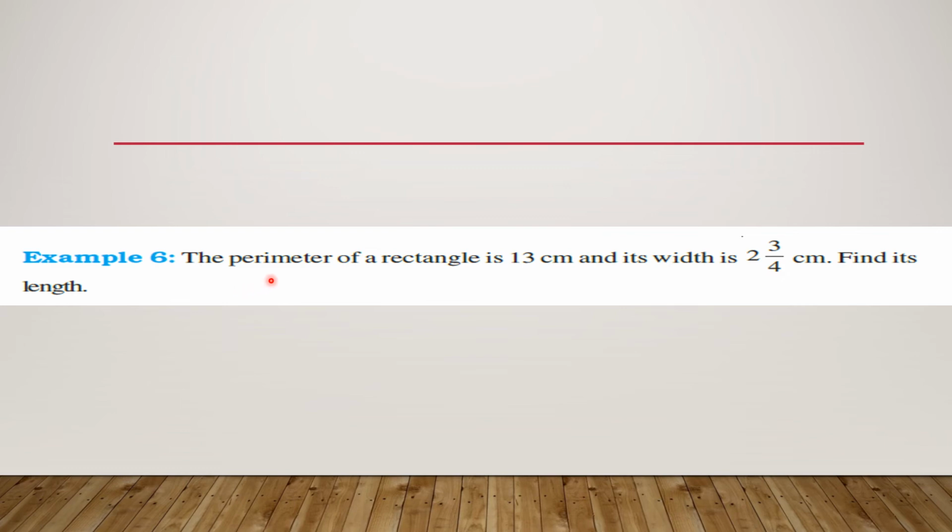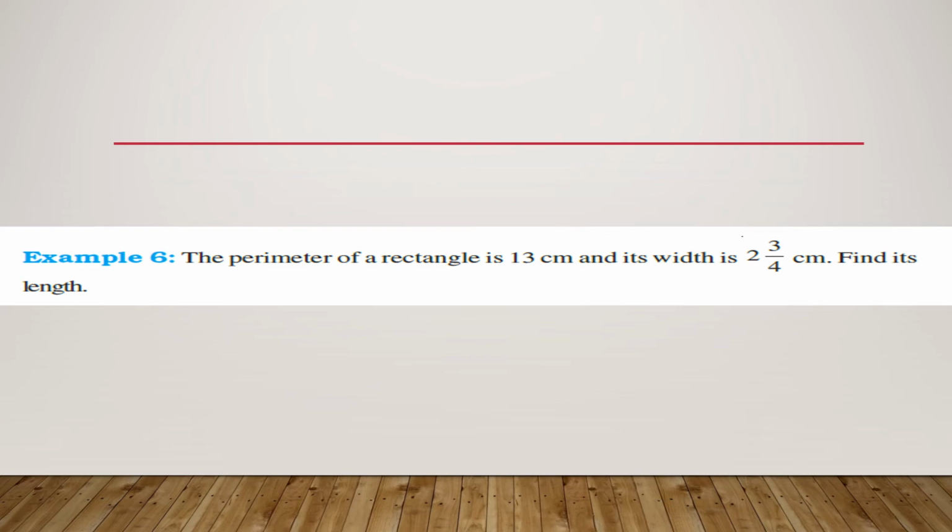Given to you is the perimeter of a rectangle, which is 13 centimeter. Its width is given to you. They are asking its length. So first of all, we must try to form an equation from these three things, that is perimeter, width and length. We all know the formula of perimeter is twice in bracket length plus breadth. That formula will help us out to find the value of length.